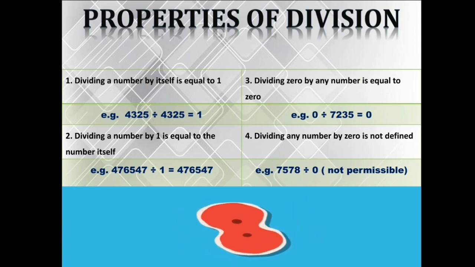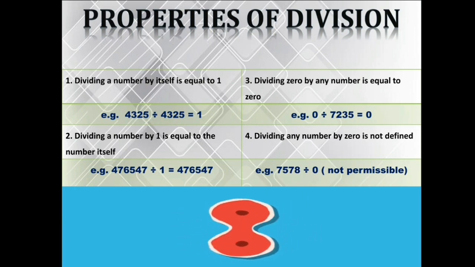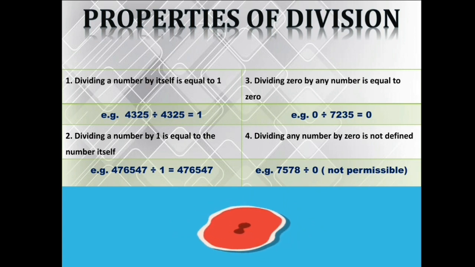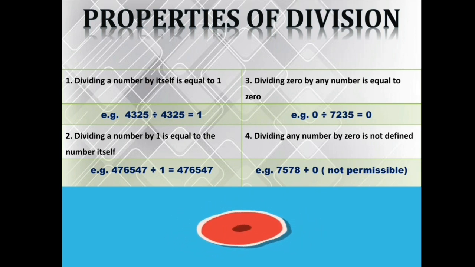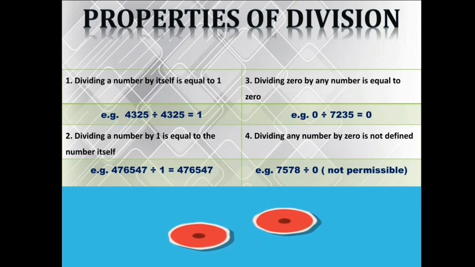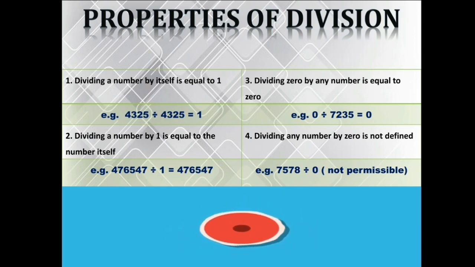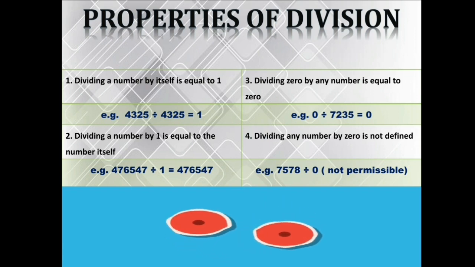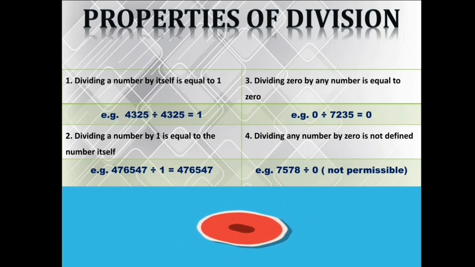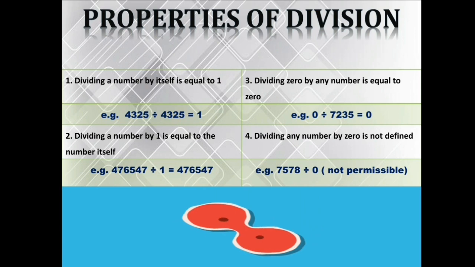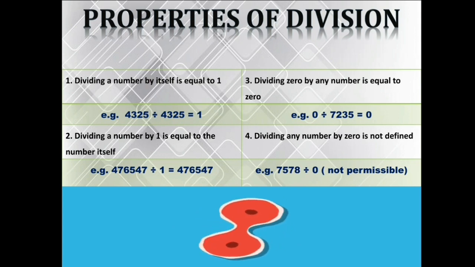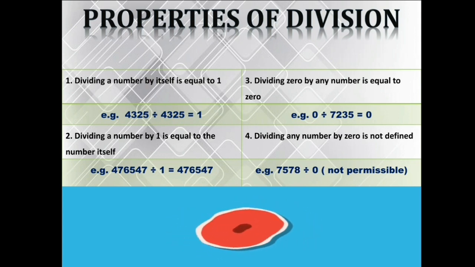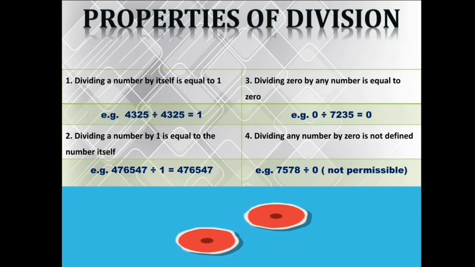Remember, dividing any number by 0 and dividing 0 by any number are two different things. When we divide 0 by any number, the answer is 0, which we can see in property number 3. 0 divided by 7235 will be 0. But dividing any number by 0 is not defined. It is not permissible. So dividing 0 by any number is 0, but dividing any number by 0 is not defined.